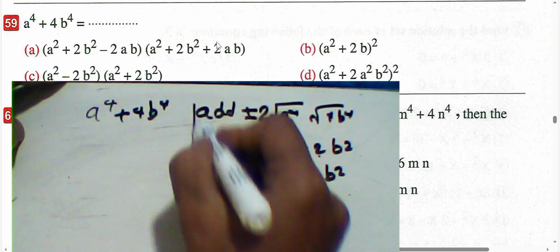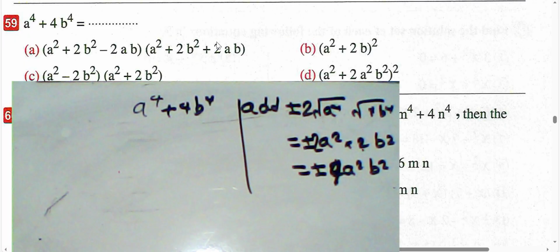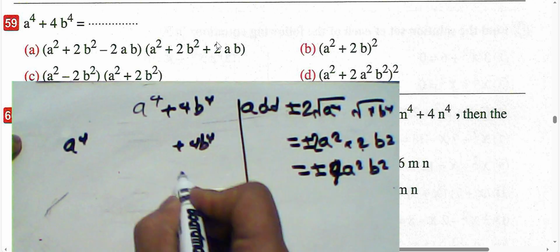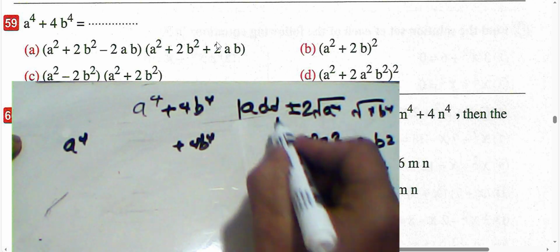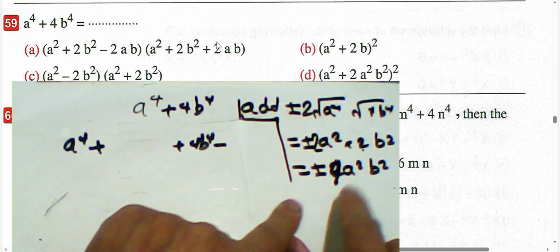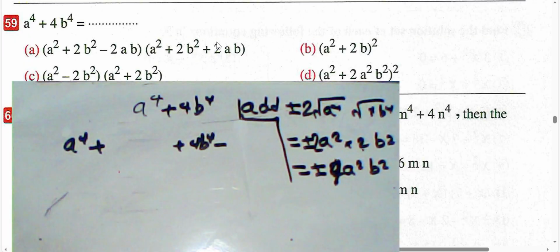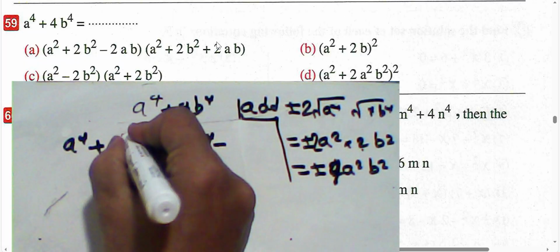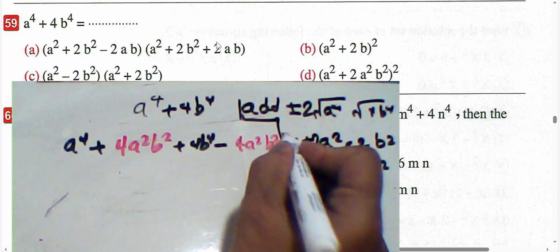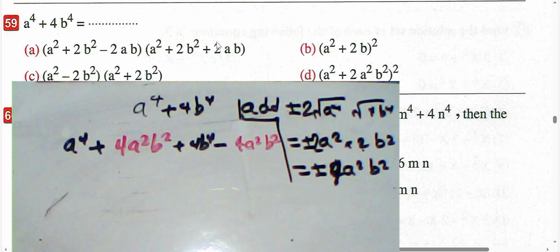Okay, now I will solve the example about factorization. First step, we must write a⁴ and 4b⁴ here. Then we must add and subtract here. Add what? 4a²b². You must add them together, keeping the signs: here 4a²b² and here 4a²b². In this expression we have 3 terms.